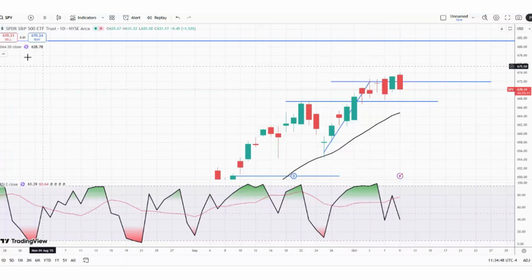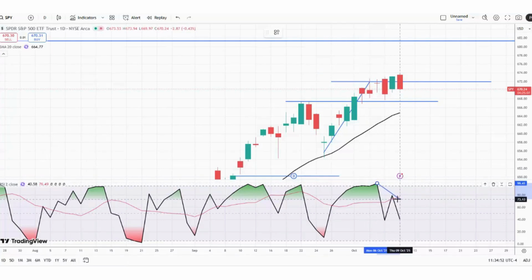On the other hand, the negative is you can see we've got some divergence now on the daily chart here. So as the price made a higher high, so here's the peak of the oscillation here. We made a bit of a higher high over the last few days. You can see the oscillator is not following, right? It's not following the price.